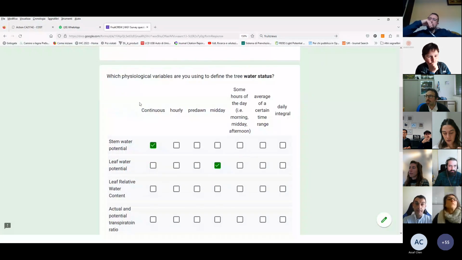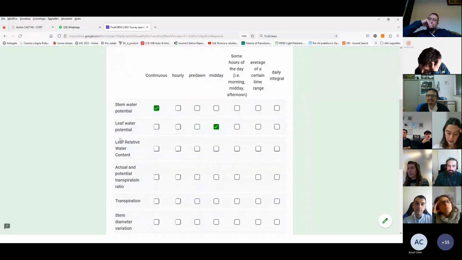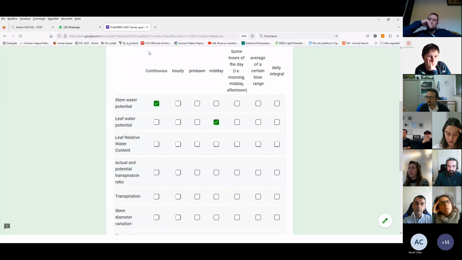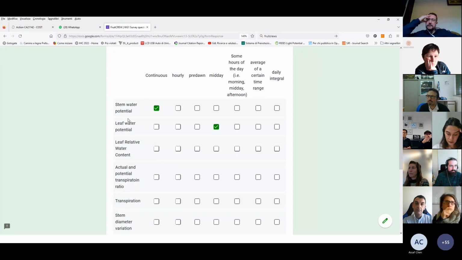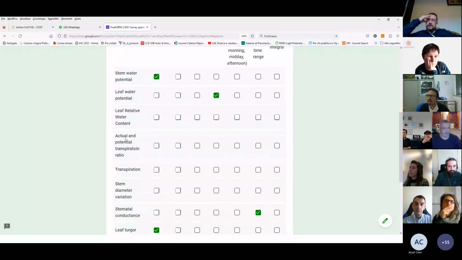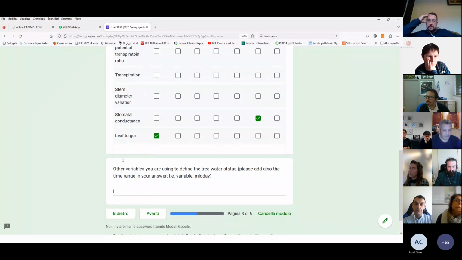Okay, so here we tried to list a series of variables, not all the variables. So here you see also other variables. And so stem water potential, leaf water potential, relative water content, actual potential transpiration ratio, transpiration, stem diameter variation, stomatal conductance, leaf turgor, and other variables if you have.